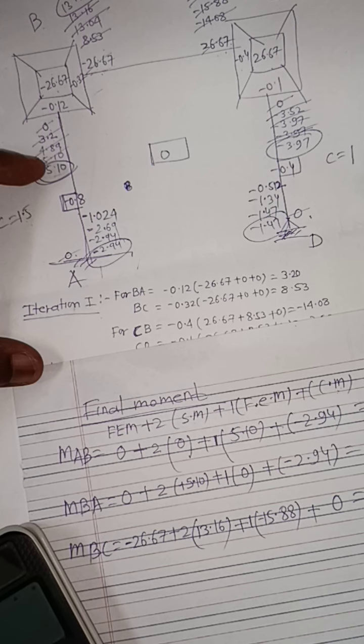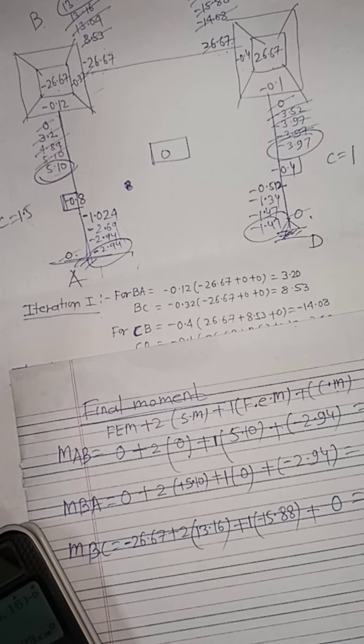Minus 26.67 plus 2 into 13.16, minus 15.88, so it is equal to 16.23. It is equal to 16.23 will be the answer for BC. 16.23 will be the final answer for this.